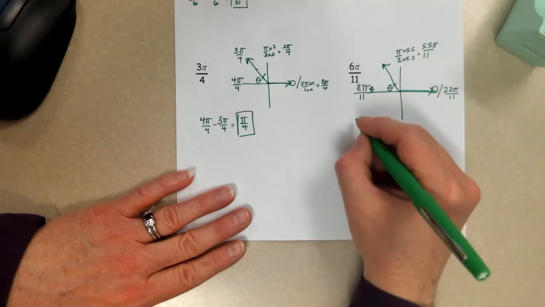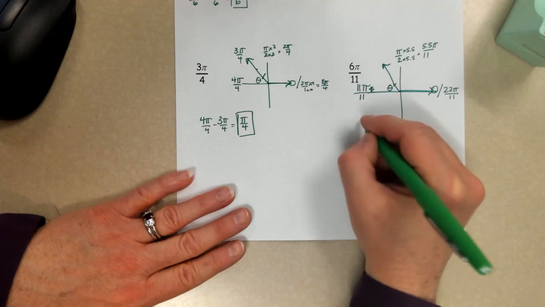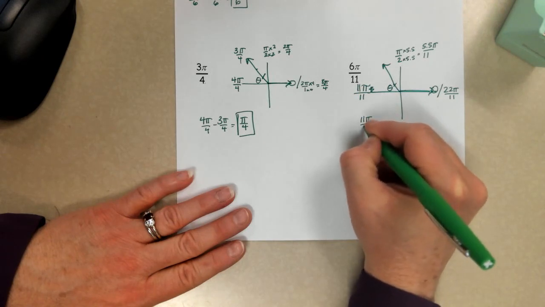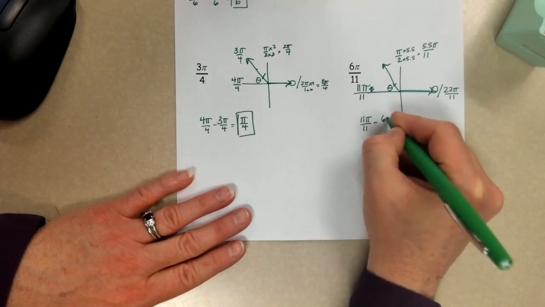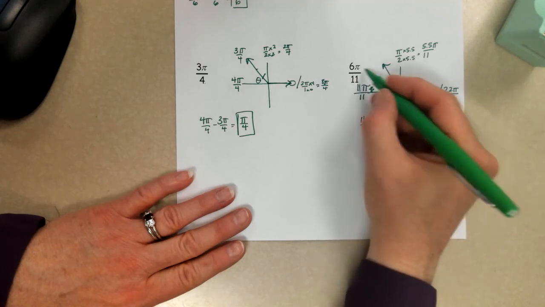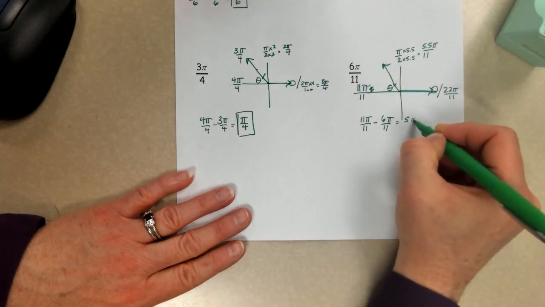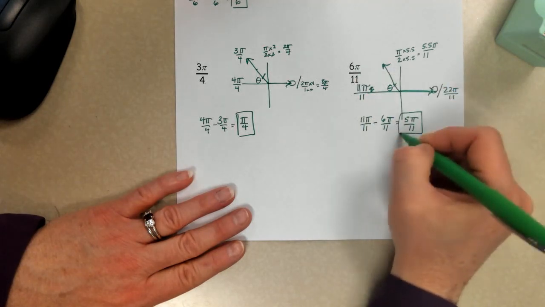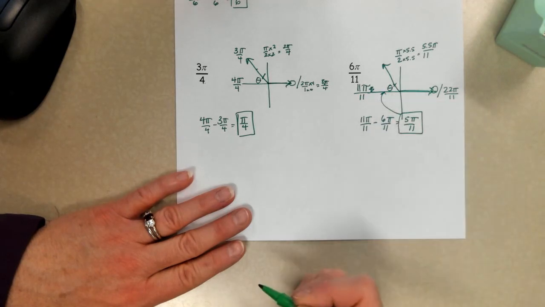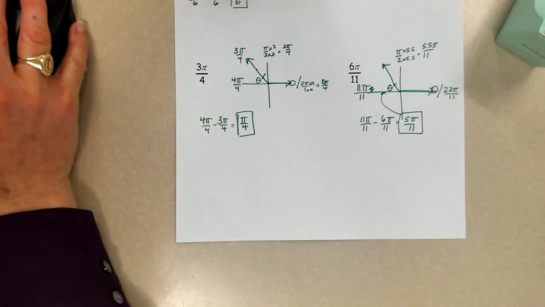Well, we subtract to find out. So 11 pi over 11, take away 6 pi over 11, leaves us 5 pi over 11 for the size of that reference angle. Okay, follow up as needed.